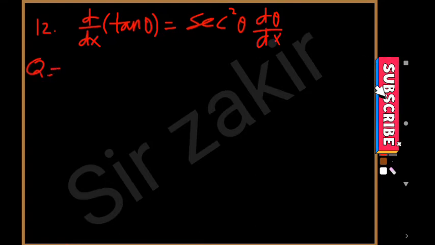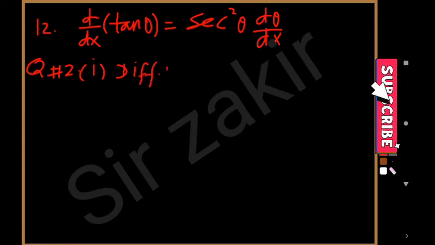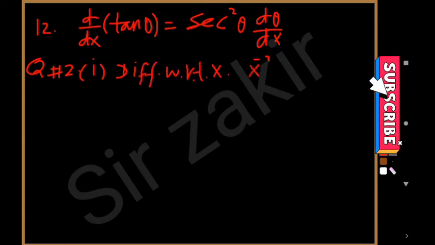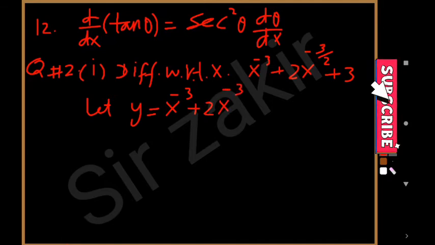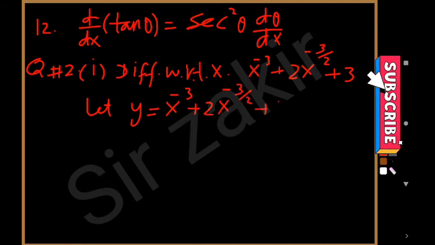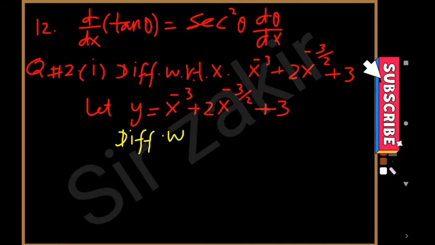Question number 2. It's a short question and its first part. First part, he says differentiate with respect to x. Function is x power minus 3 plus 2x power minus 3 by 2 plus 3. Let y is equal to x power minus 3 plus 2x power minus 3 by 2 plus 3.